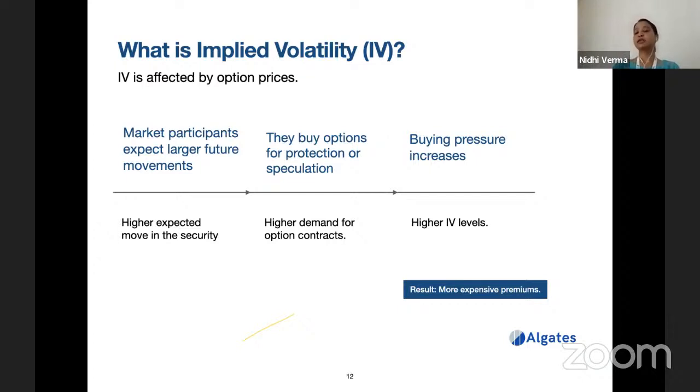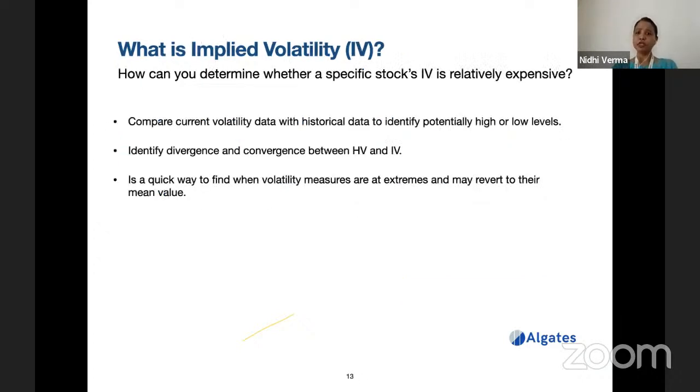Those options will become more expensive. They will have higher premiums. This is how implied volatility affects the option price. And if the implied volatility decreases, then the options will be a little cheaper, the premiums will be a little lower. This is what happens, and many option traders don't understand this concept, and they suffer because of this.